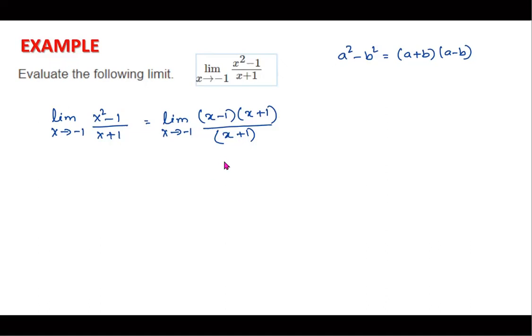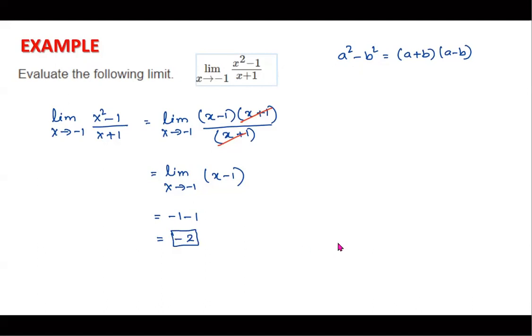So clearly you can see that these two get canceled because x plus 1 divided by x plus 1 is 1. That problematic x plus 1 got canceled, and we get the limit as x approaches -1 of x minus 1. Now what we obtain here is a linear function. No denominator, no radical, right? That means in this one, we can find the limit by direct substitution. So we can substitute x as -1 here and find the limit. In place of x, -1, then -1 minus 1, which is equal to -2.